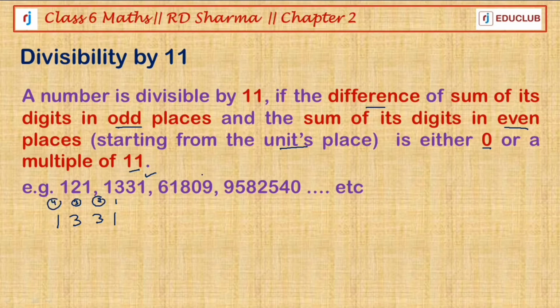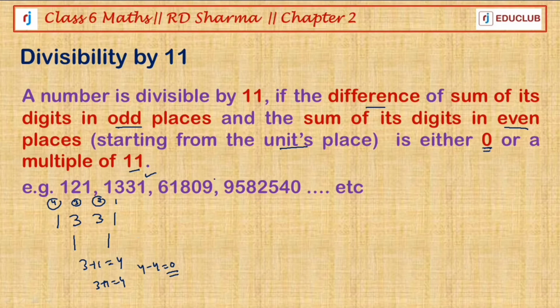So what we are saying is the difference of the sum of its digits at odd places and at even places. Digits at odd places: sum 3 plus 1 is equal to 4. Now the sum of the digits at even places, this is 4th, this is 2nd: 3 plus 1, is equal to 4. Now 4 minus 4 is equal to 0. So we can say if it is 0, it is divisible by 11.